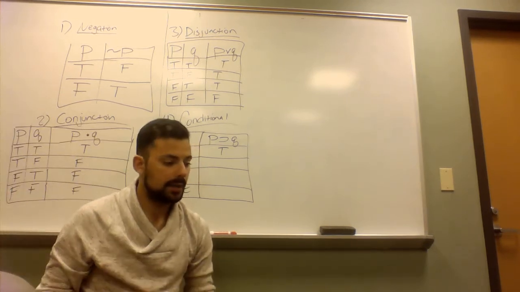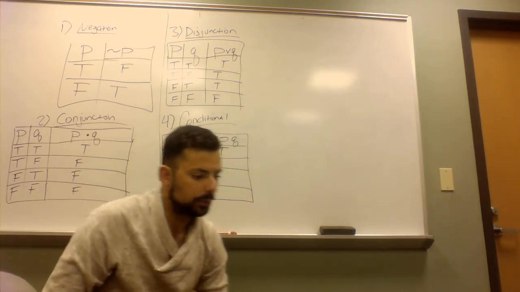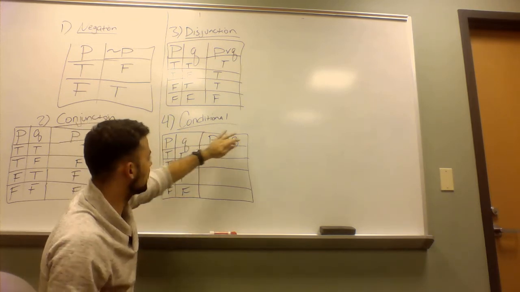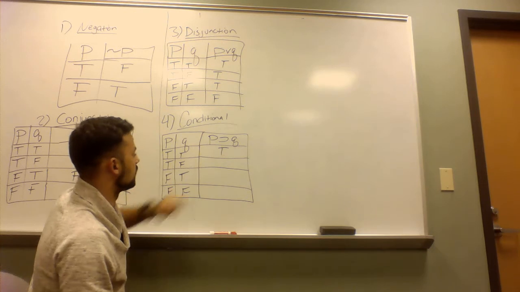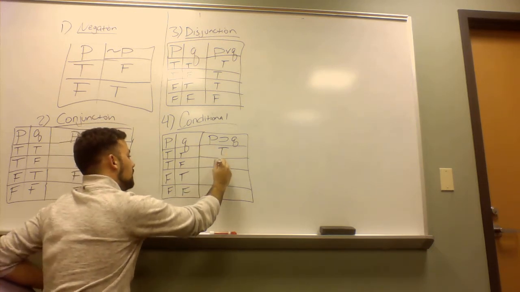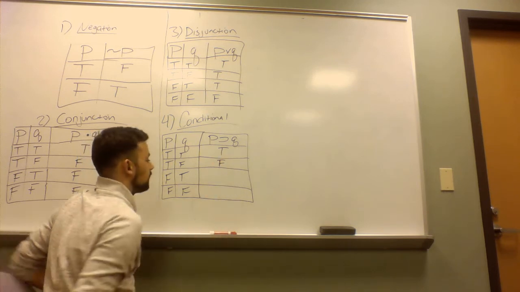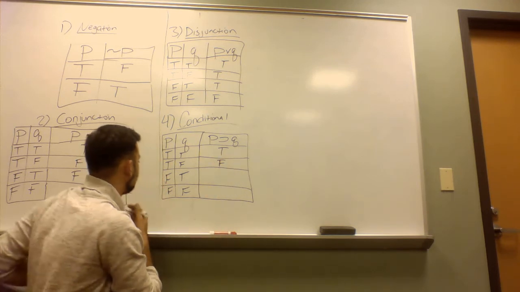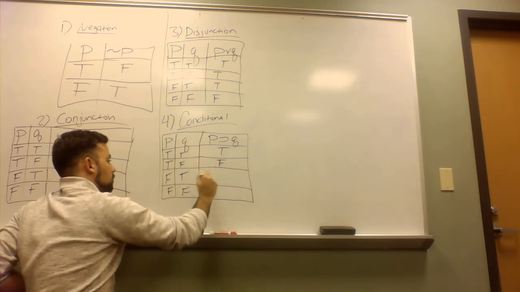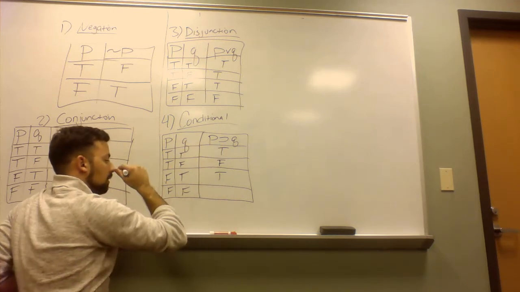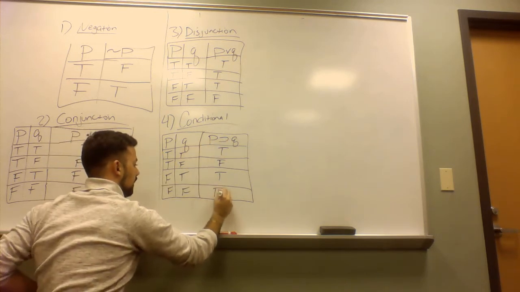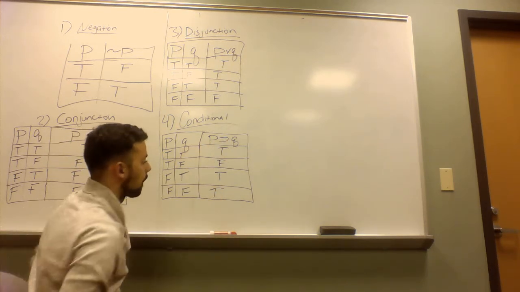So we're going to keep that in mind as we go through. But like I said, if the antecedent and the consequent are true, then the statement is true. Now, if the antecedent is true, but the consequent is false, the statement is false. I'll explain this a little bit more in a second here. If the antecedent is false, but the consequent is true, the statement is true. And if both the antecedent and consequent are false, the statement is true.